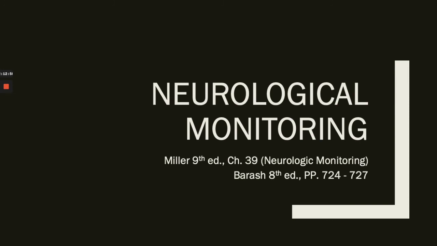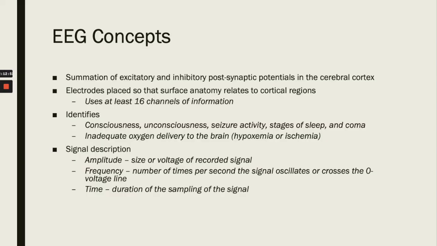All right. So neurological monitoring, first up is EEG. With the EEG, there's a summation of excitatory and inhibitory postsynaptic potentials in the cerebral cortex. Electrodes are placed so that surface anatomy relates to cortical regions, and it uses at least 16 channels of information. It identifies consciousness, unconsciousness, seizure activity, the stages of sleep and coma, and inadequate oxygen delivery to the brain, so it'll alert us to hypoxemia or ischemia.